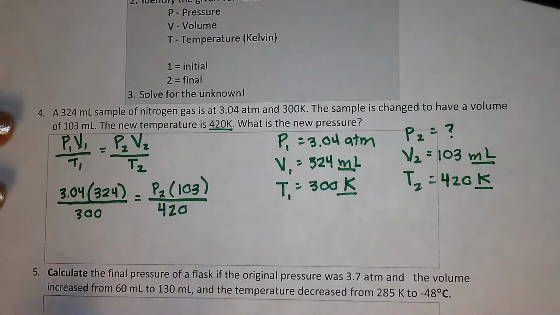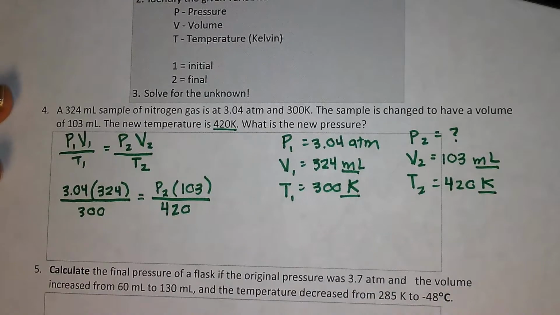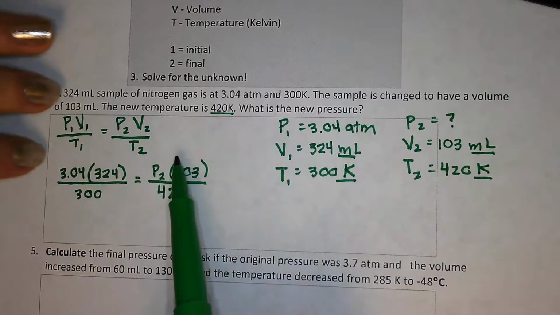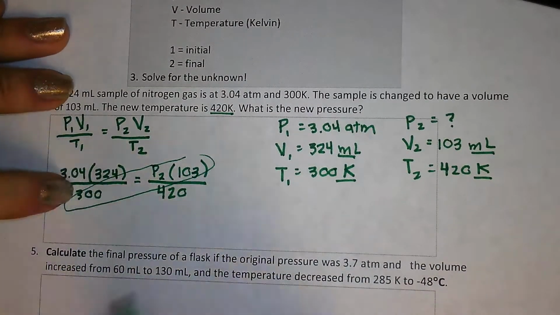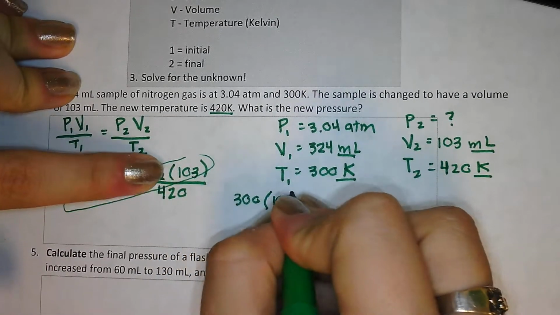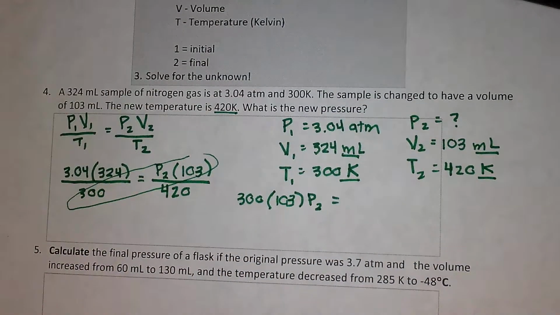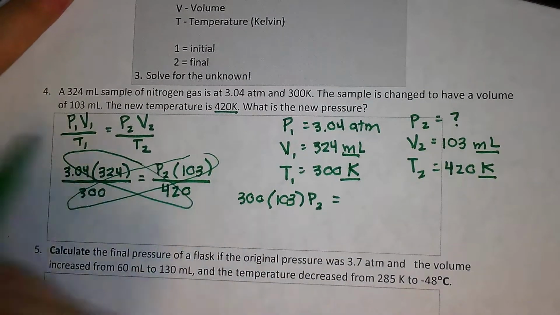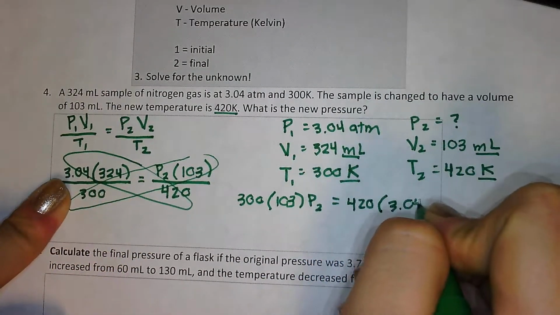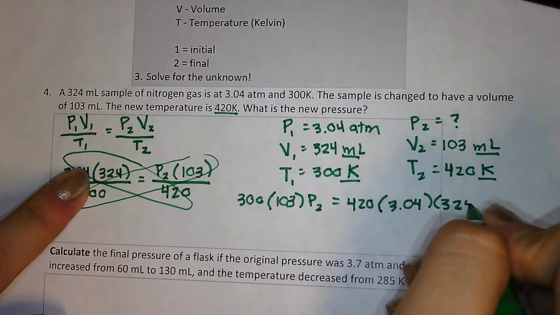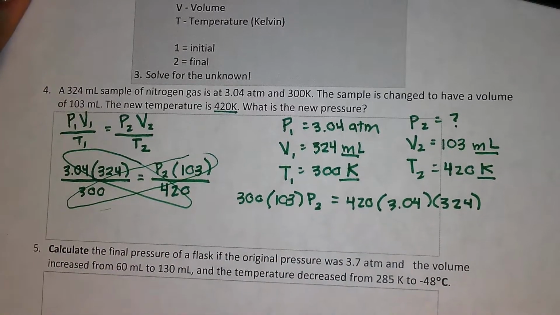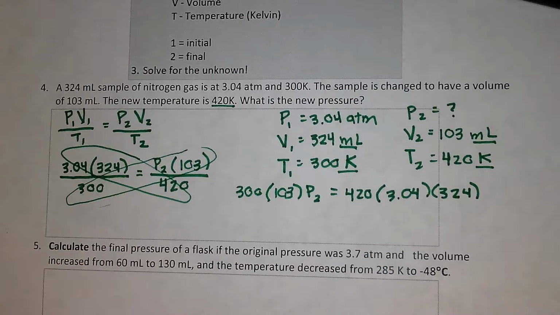All right, so now I think this is the hard part of these problems, where you have to cross multiply to find your answer. So I'm going to cross multiply, make a pretty little butterfly. So 300 times 103 times P2 is equal to, cross multiply this side, 420 times 3.04 times 324. All that you're doing is cross multiplying, setting both sides equal to each other. And now you can just solve the math.